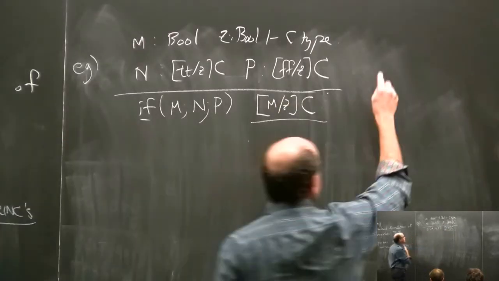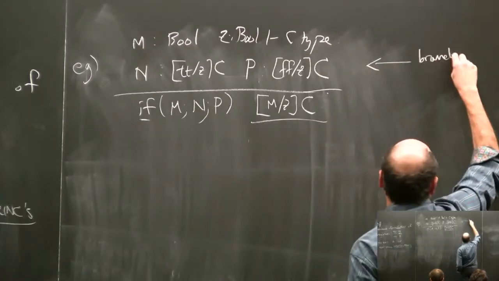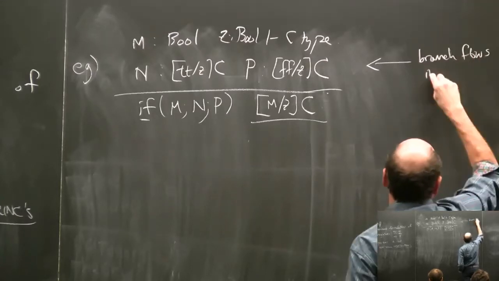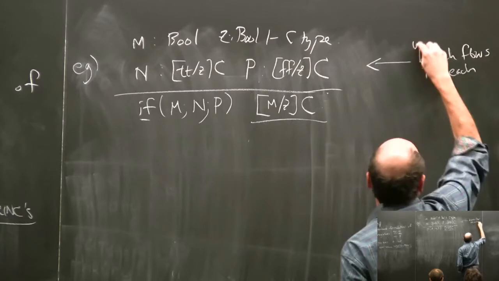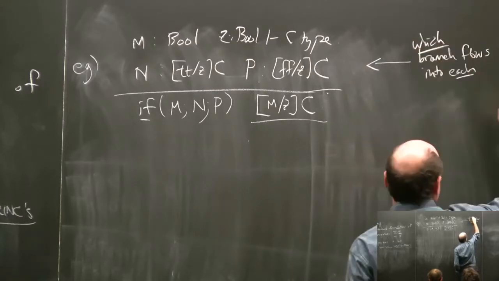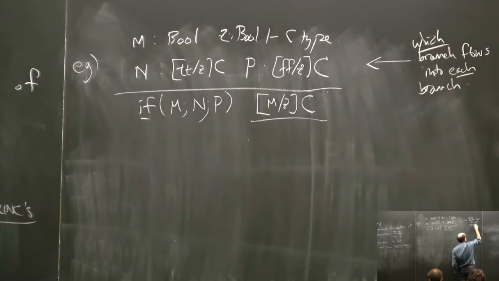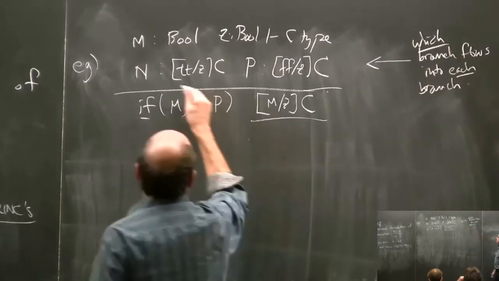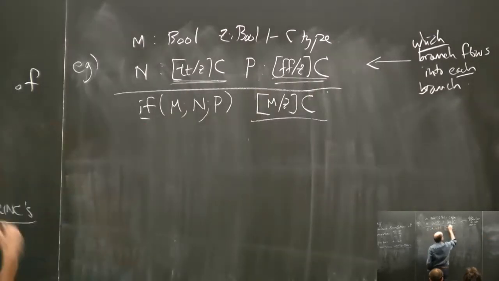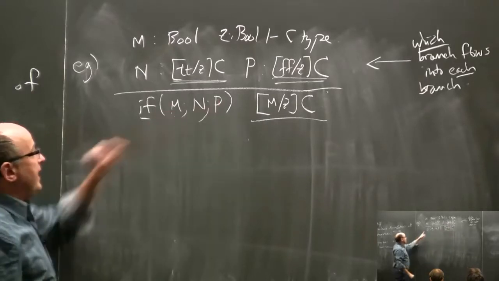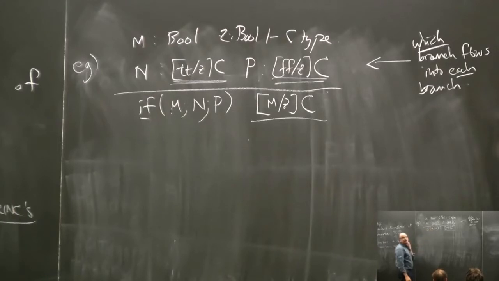So that's important. What we see over here is the idea that the information about the branch flows into each branch. All right, which branch, I could say, which branch flows into each branch. Maybe that's a nice sounding way of saying it. When you're type checking each branch, you know which branch you're in, so to speak, because the flow information that you've gained from doing the case analysis is propagated into the type.